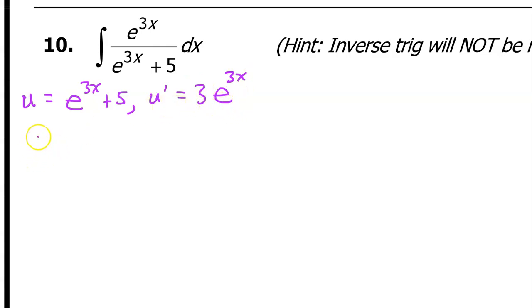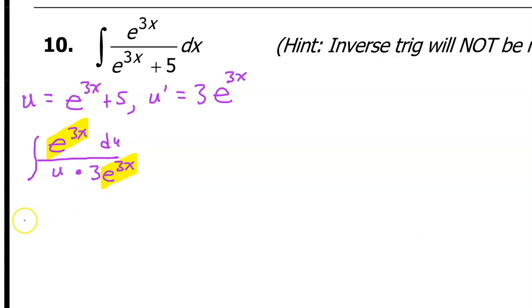Let's do that substitution. So we have e to the 3x over u. And then instead of dx, we will write du over u prime, which is 3e to the 3x. But just like we wanted, we have e to the 3x in the numerator and the denominator. So these will cancel each other out, which is great. This 3 in the denominator will wind up out in the front as a 1/3. So I now have 1/3 times the integral of 1 over u du.